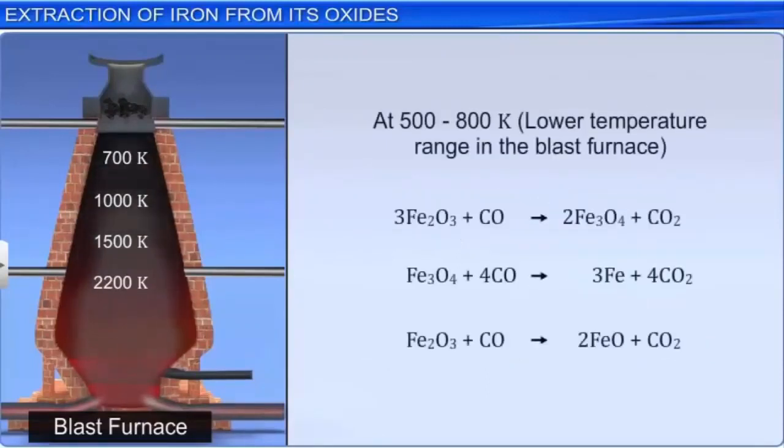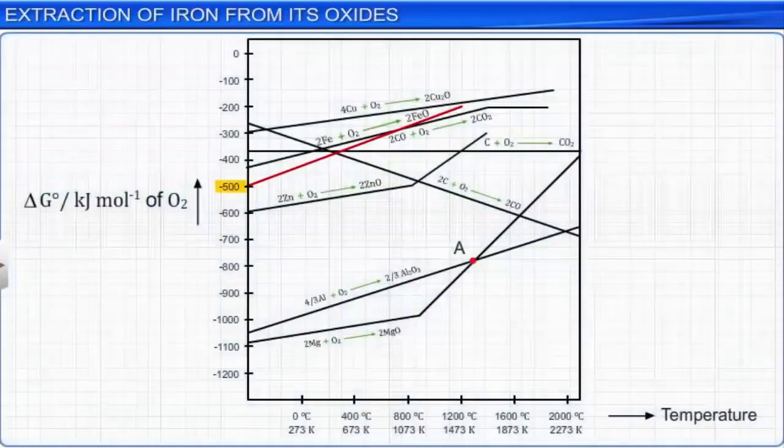Let us now see how iron oxides get reduced to iron in different temperature ranges. Between 500 and 800 Kelvin, carbon monoxide reduces iron oxides, as shown here. Carbon monoxide acts as a reducing agent since it has a lower negative delta G naught value for the oxidation of carbon monoxide to carbon dioxide than for the oxidation of carbon to carbon monoxide.